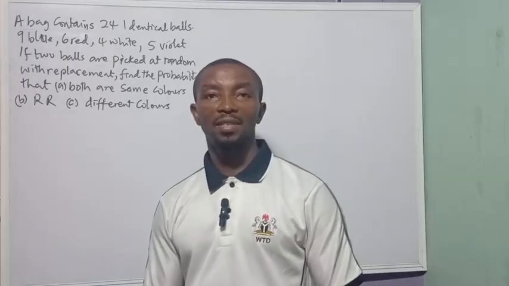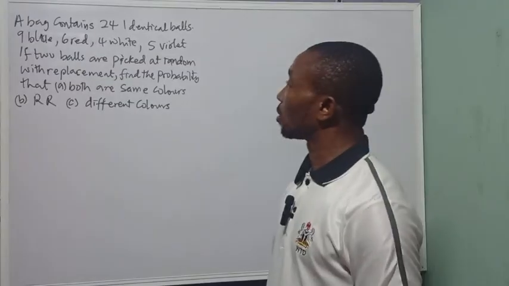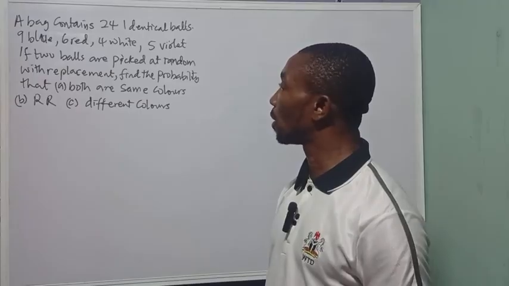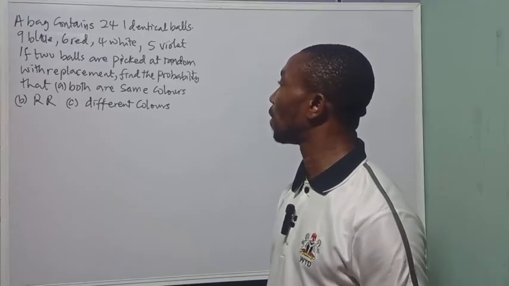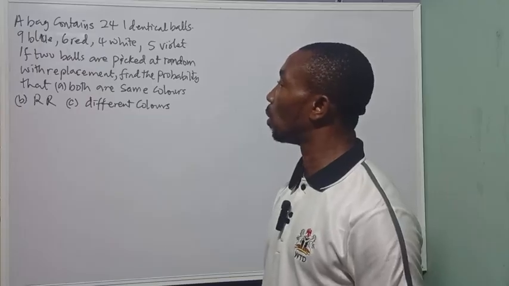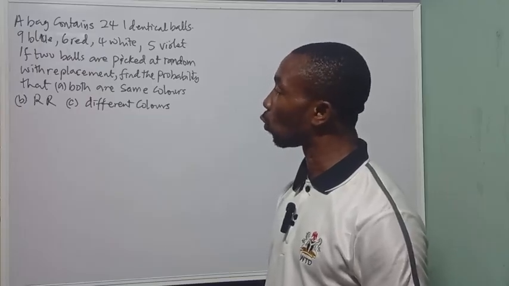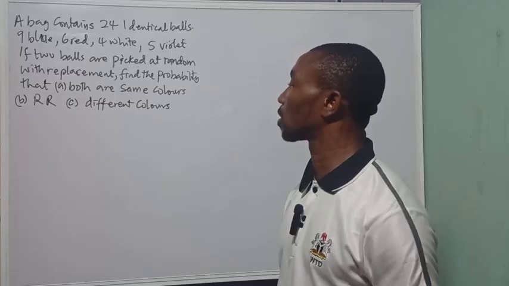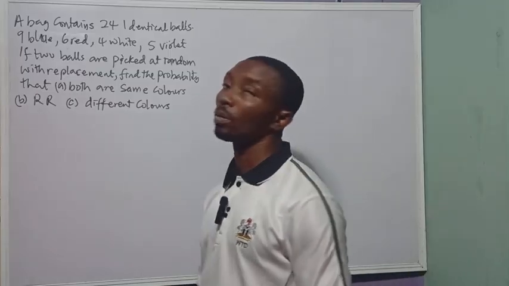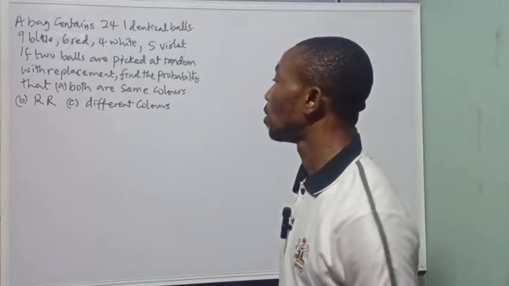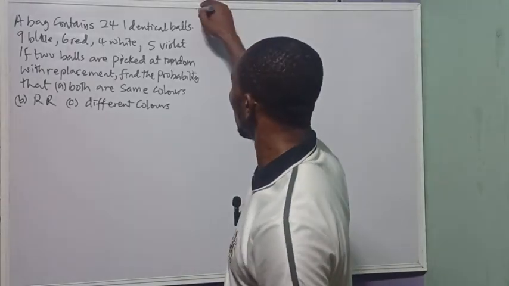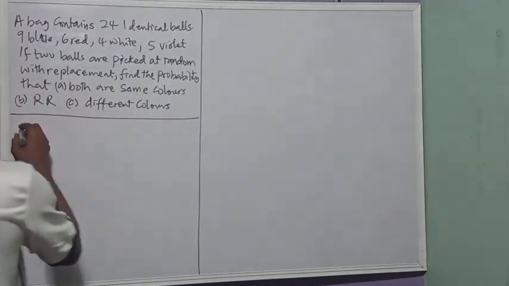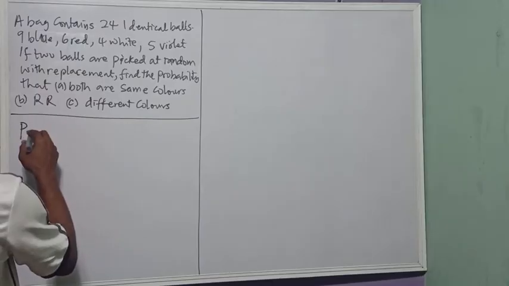Our next question says, a bag contains 24 identical balls, 9 blue, 6 red, 4 white, and 5 violet. If 2 balls are picked at random with replacement, find the probability that A, both are same colors, B, both are red, and C, both are different colors. Okay, in order to solve this, let's look at the probability.